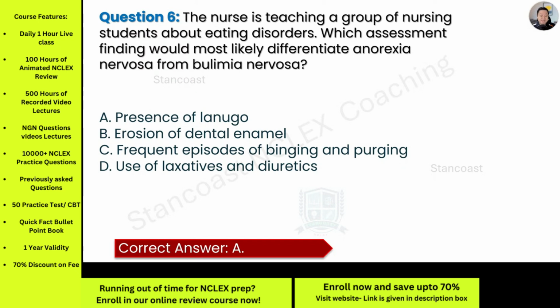Take note that the key difference lies in the presence of the lanugo, which is the fine downy hair due to the chronic malnutrition. So, your technique in answering this type of question is to look for that key physical sign that can differentiate between the two conditions. And you have to eliminate options that describe behaviors like binging and purging, which can be seen in both disorders, and anything that can point to dental issues, which are more specific to bulimia nervosa.